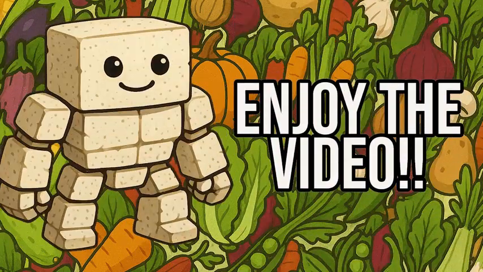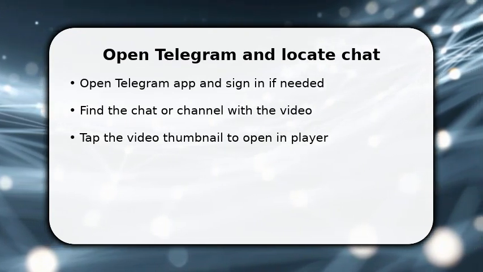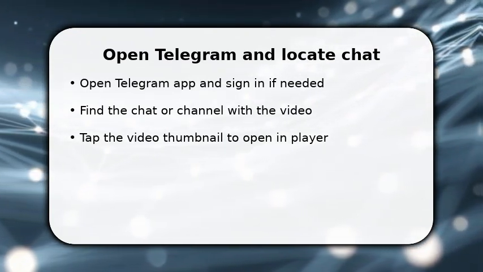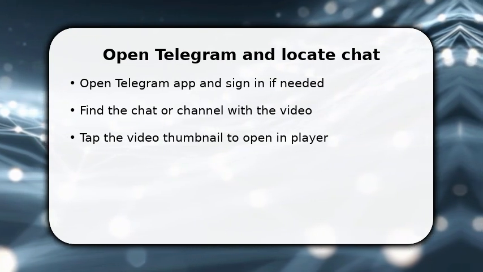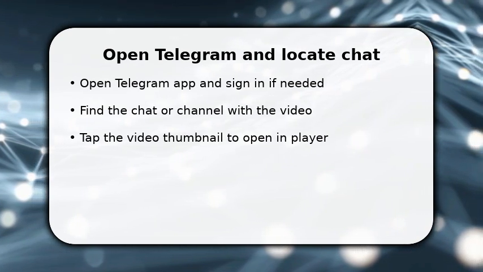Please enjoy the video. You start by opening Telegram and going directly to the chat or channel that has the video you want to adjust. Tap the thumbnail to open the player. Once done, look for 3 dots or a settings icon near the top right.